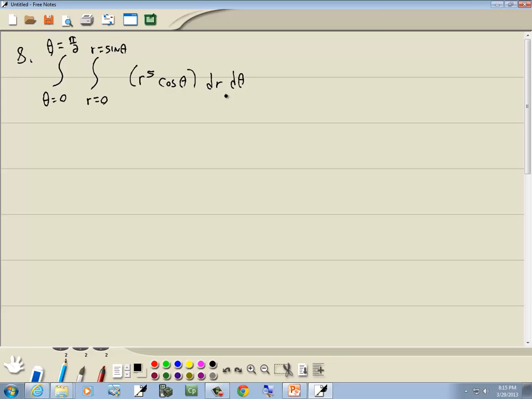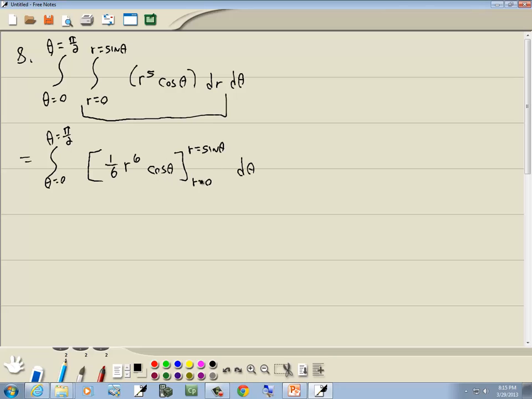Again, I'm going to work with the inner one here. I'm integrating with respect to r, so that means the cosine theta is a constant. So I could put it out in front of the integral if I wanted to, but I'm going to leave it inside and just keep in mind it's a constant. So integrate with respect to r. So we got r to the 5th. We'll add 1 to our power, divide by our new power. So we got 1/6 r to the 6 cosine theta. And then from r is equal to 0 to r is equal to sine theta.